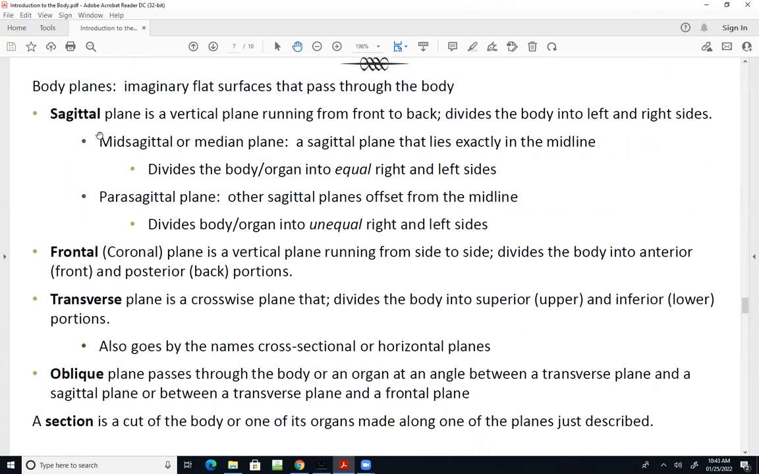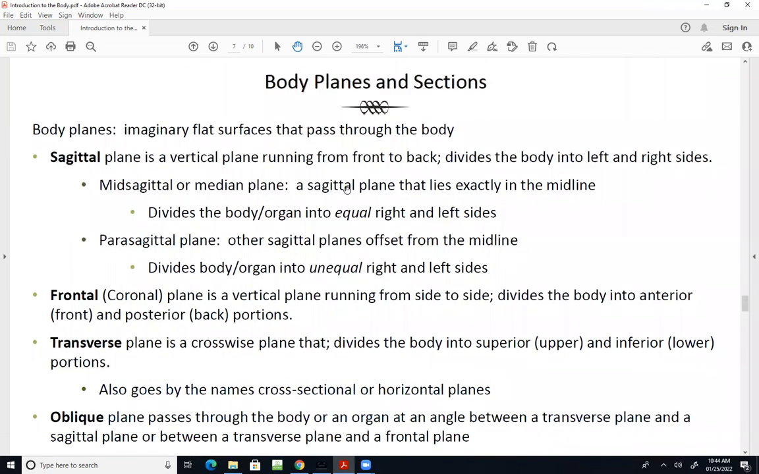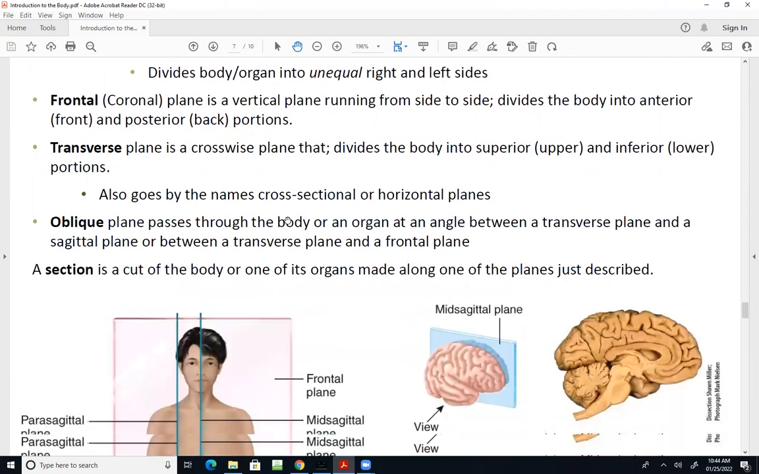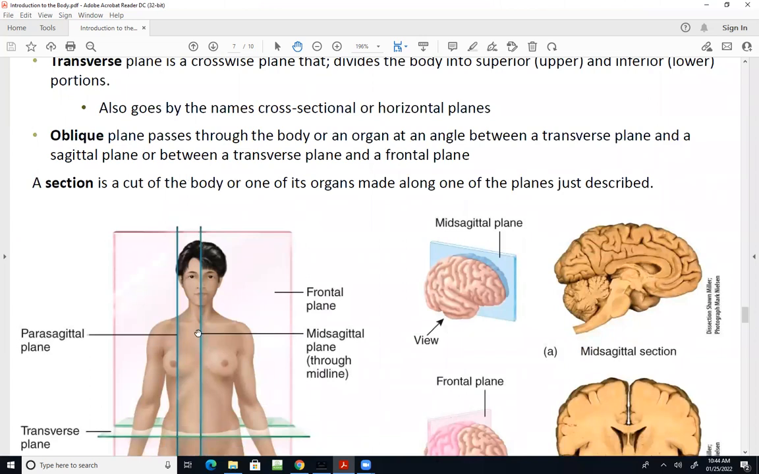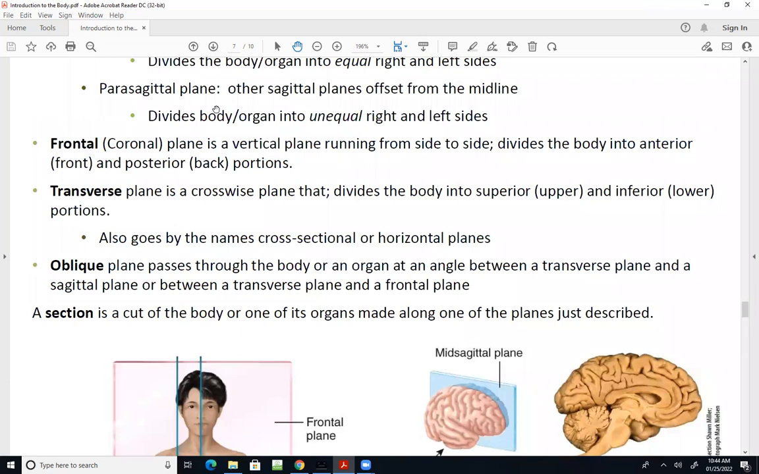Sagittal plane. Speaking of the sagittal plane, let's talk about that. A vertical plane running from front to back divides the body into left and right sides. It runs through that medial line I was talking about, the midline. If we're talking about a mid-sagittal plane or median plane, that creates equal right and left sides of the body, which is what's shown here with this thin blue line. We don't always have to view it in that manner. We can also look at it from what we call the parasagittal plane, which is offset from the midline and would create unequal right and left sides.